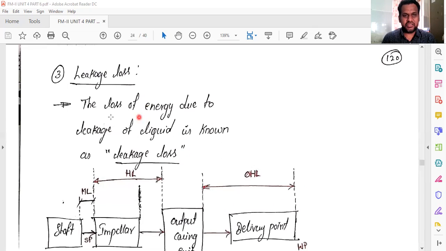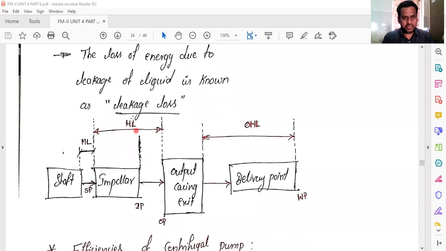The last one is leakage loss. Whatever instrument you consider, it is fitted together from different component parts. Whether the leakage is in the casing, in the suction pipe, or in the delivery pipe, the loss of energy because of those leakages is called leakage loss.